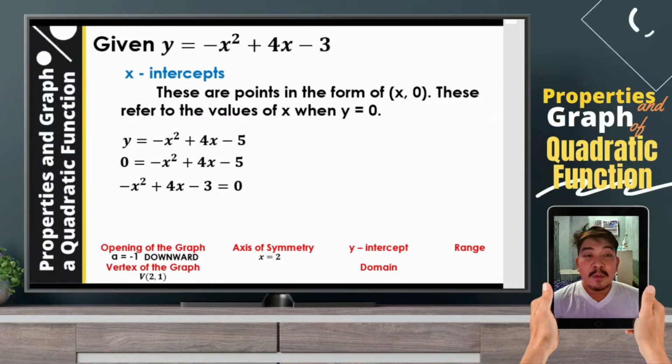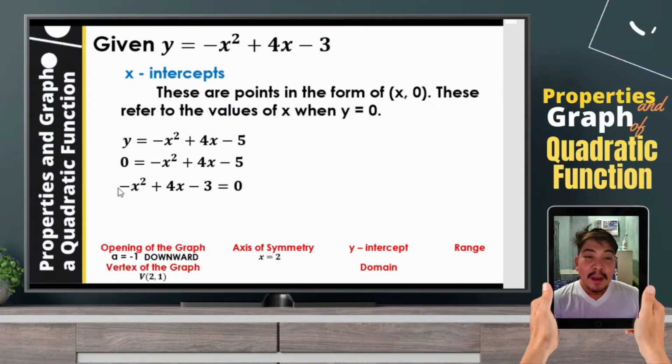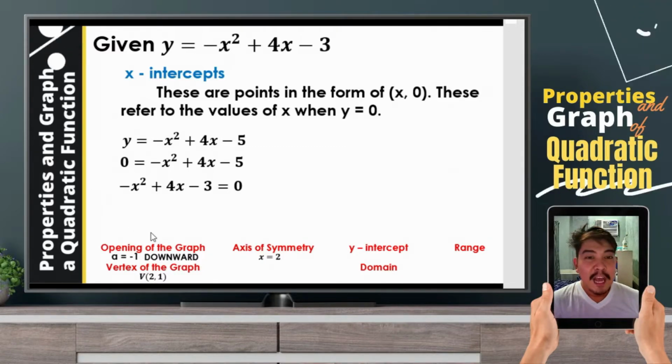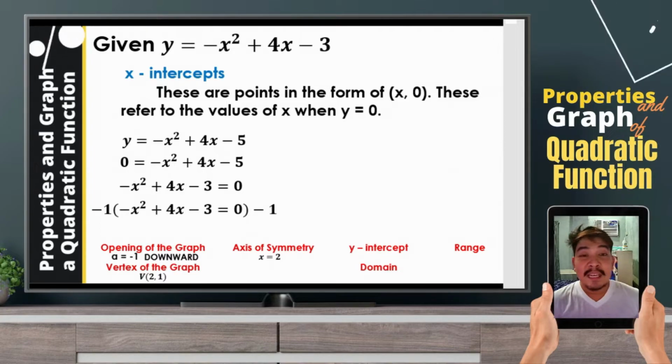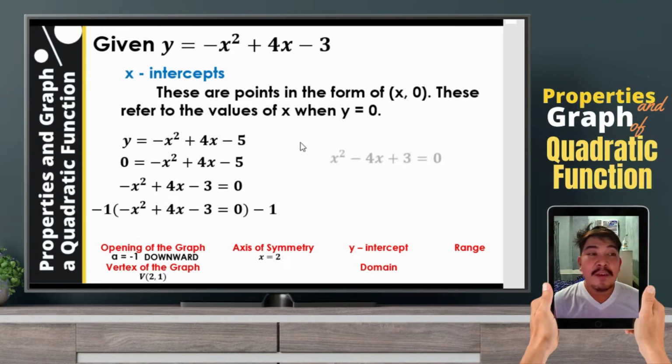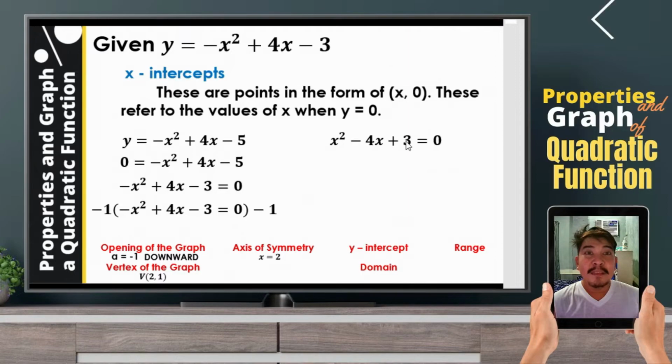It's easier to factor if the value of a is positive. So let us make this negative value of a be positive. So how are we going to do that? We multiply all the terms by negative 1. So if we multiply and distribute negative 1 to all the terms inside the parentheses, we will now have x squared minus 4x plus 3 is equal to 0.